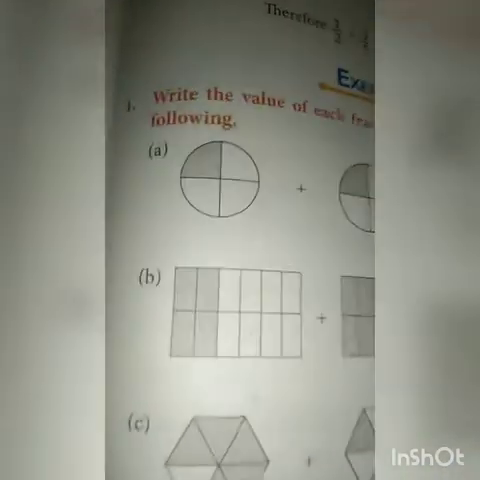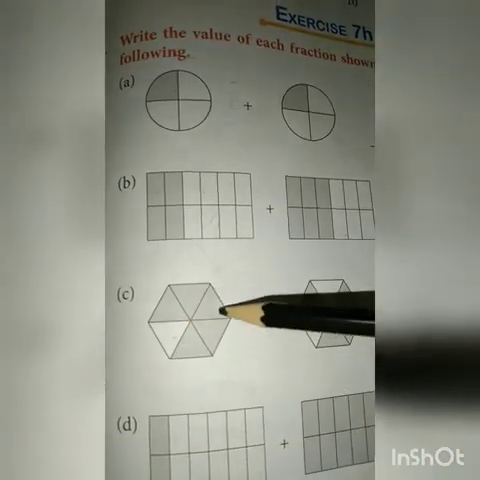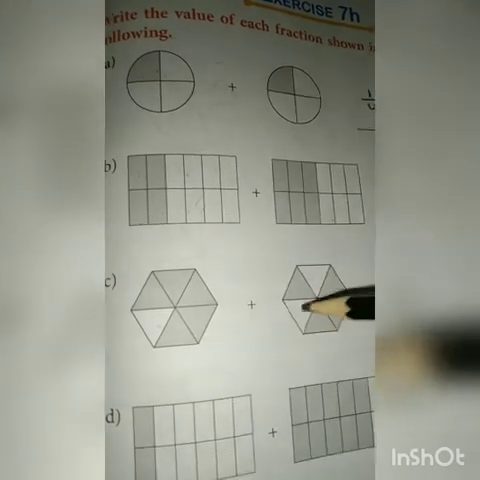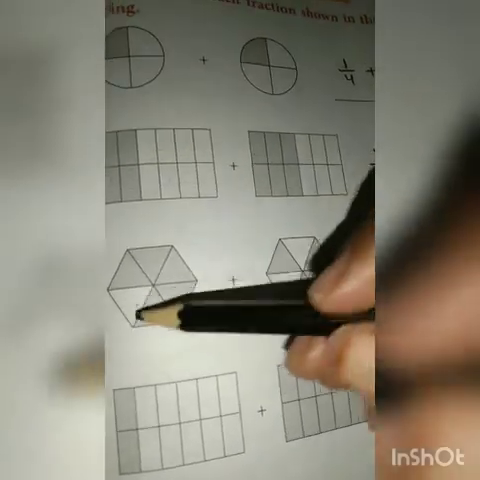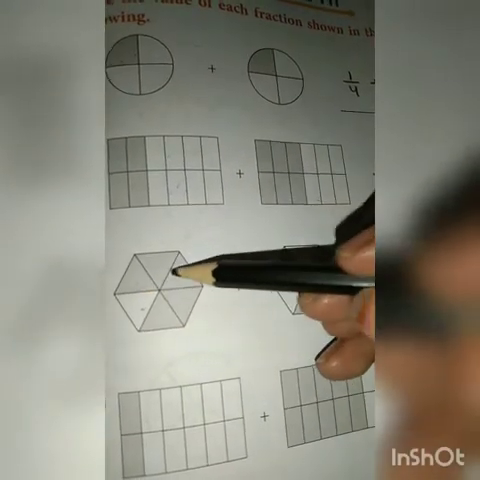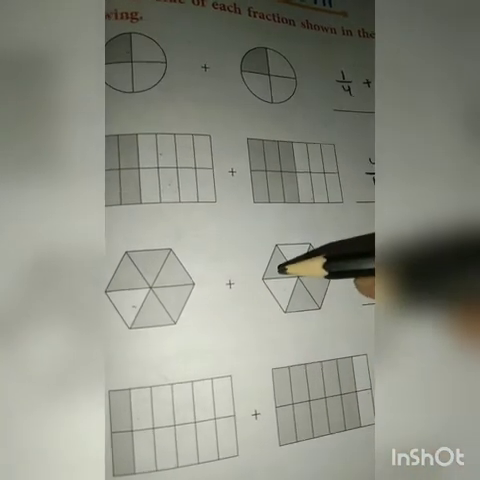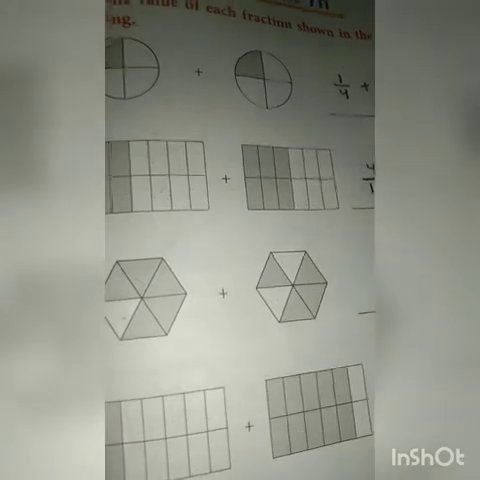Question number C. How many total parts are given in this figure? 1, 2, 3, 4, 5, 6. Here also 1, 2, 3, 4, 5, 6. So total parts are 6 in both the figures. In the first figure 5 parts are shaded, and in the second figure 4 parts are shaded, 1, 2, 3, 4.